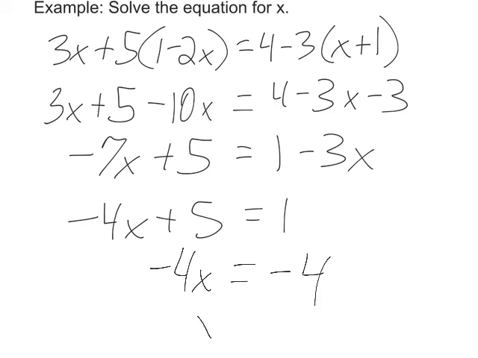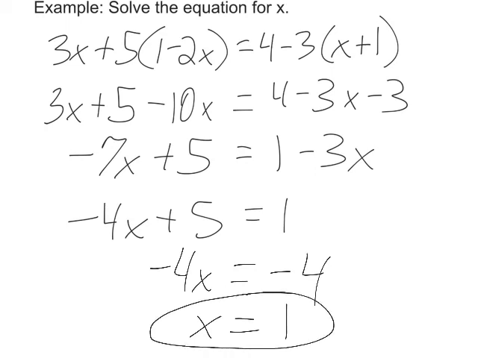So if we finish solving that, we're going to divide both sides by the negative 4. That's using the multiplication property of equality. I know it's division, but it still falls under the multiplication property. If you divide both sides by the coefficient on x, you will get x by itself. Negative 4 divided by negative 4 is just going to give me a 1. And that is our solution.